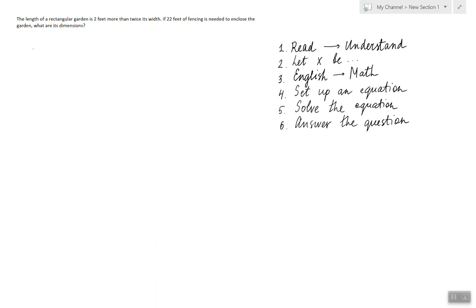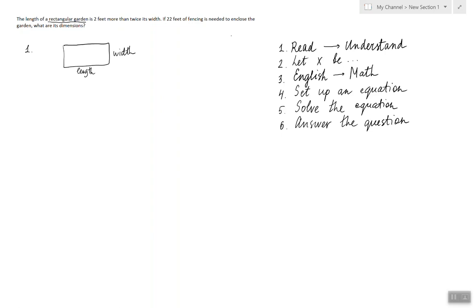First step is to read and understand. Let's see if we can understand this problem. So make sure you understand all the words and terms that are used in the problem. So here, for example, we're talking about rectangular garden. So do I know what rectangular garden looks like? Something like this. We know that every rectangle has the width and the length, so we can assume that this is length and this is width. You don't have to draw any of this on paper, but in your mind you should have a clear image of what rectangular garden with such length and width look like.